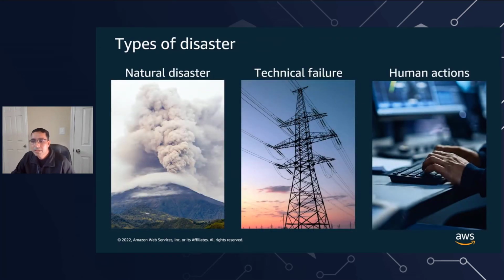When we talk about disasters, there are different types of disasters. We can consider a natural disaster such as earthquake, floods, technical failures such as power line or network connectivity in your data center, or it could be plain human actions such as inadvertent misconfiguration or unauthorized ransomware kind of use case.